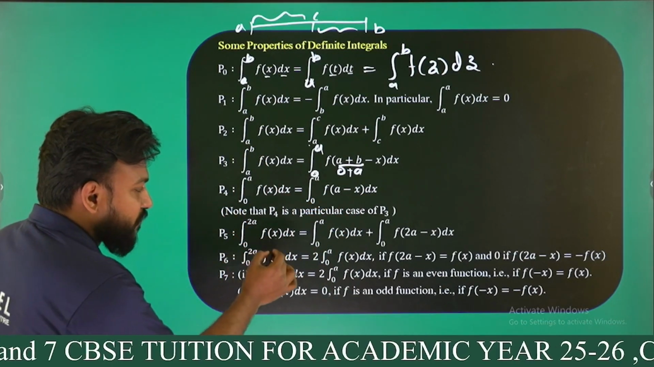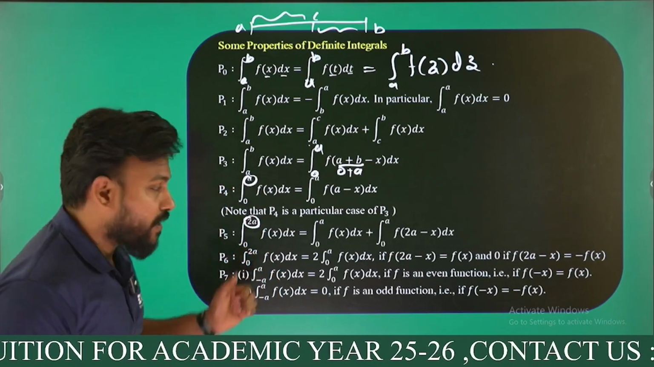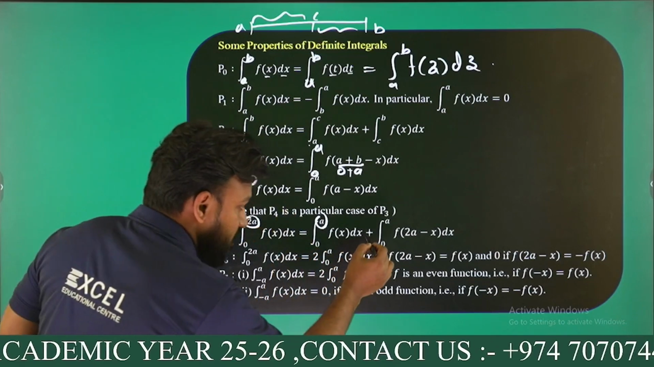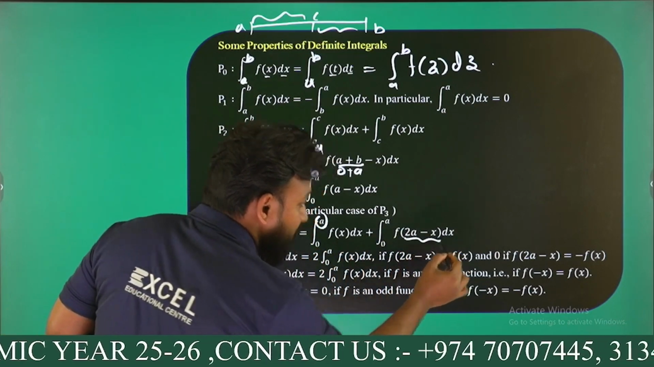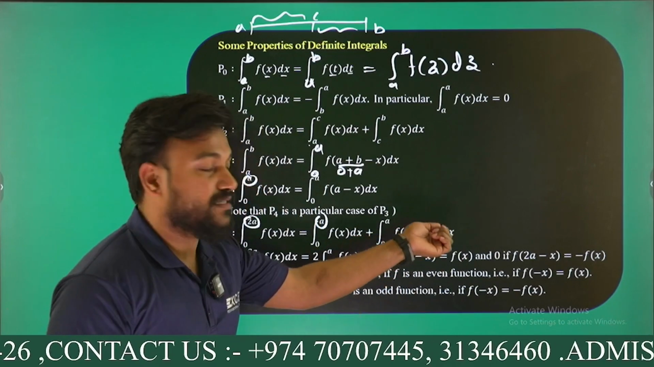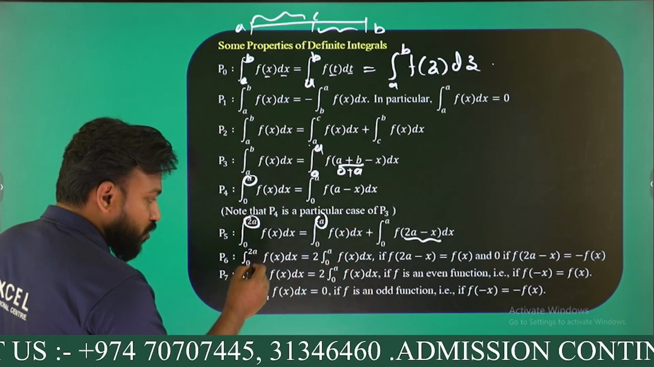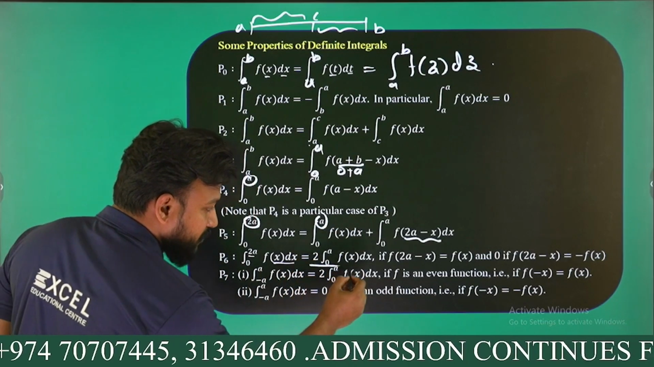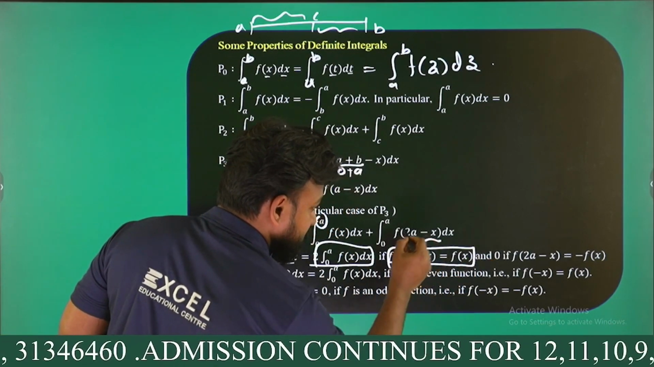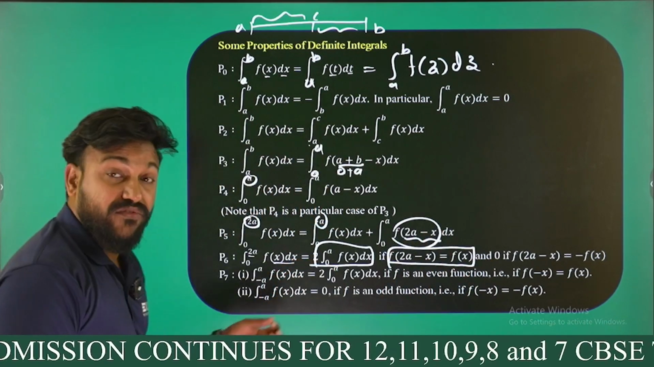And for the integral 0 to 2a f of x dx, instead of just a, now we have 2a. It will be equal to the integral 0 to a f of x, plus the integral 0 to a f of 2a minus x dx. There is some variety of this one. The integral 0 to 2a f of x dx is equal to 2 times the integral, if f of 2a minus x is equal to f of x, then you can write 2 times the integral 0 to a f of x dx.